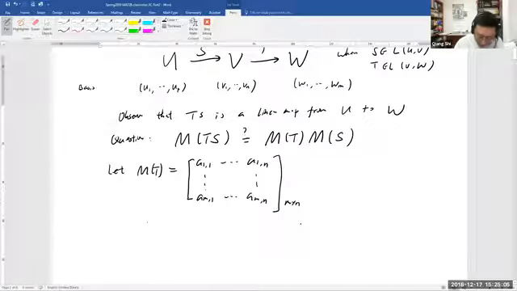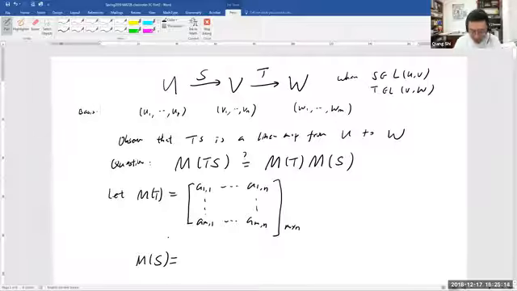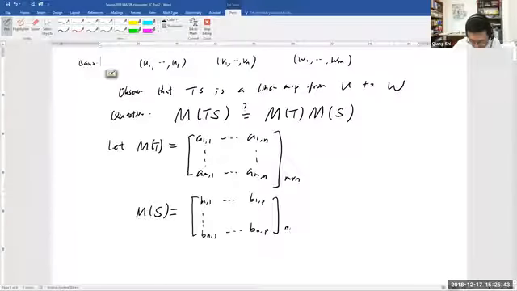So that's M of T. And then the other one, M of S. If you look at S, this is from U, with basis U1 up to UP, the dimension is P for the vector space U, to V, which is V1 up to Vn. Again, the dimension is N here. So this is an N by P matrix. So I'm going to use B here. So this is B11 up to B1P, and then BN1 up to BNP. So this is an N by P matrix.